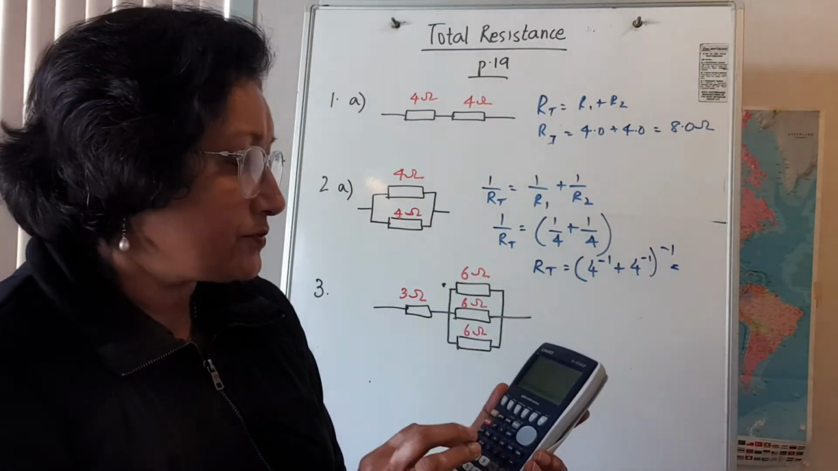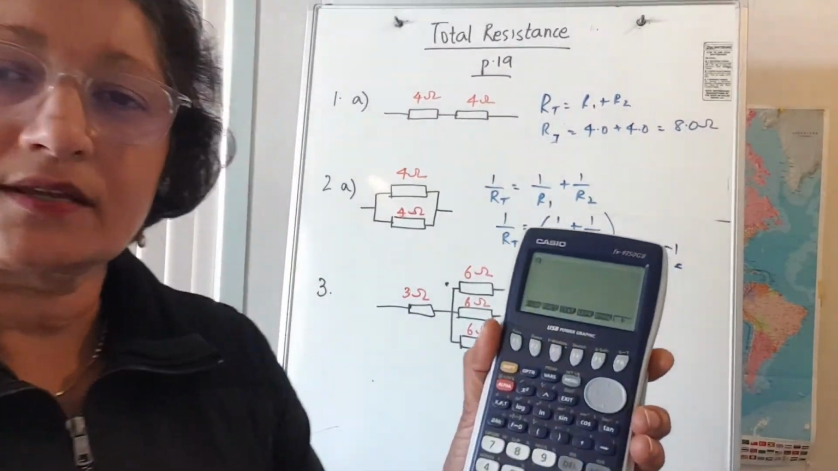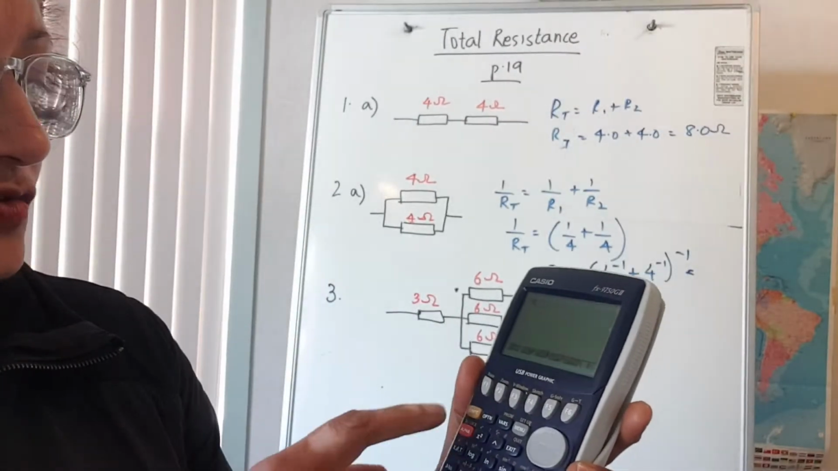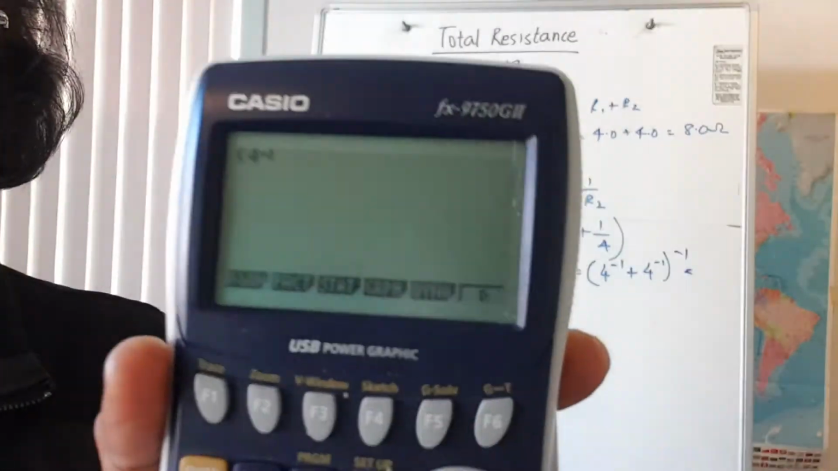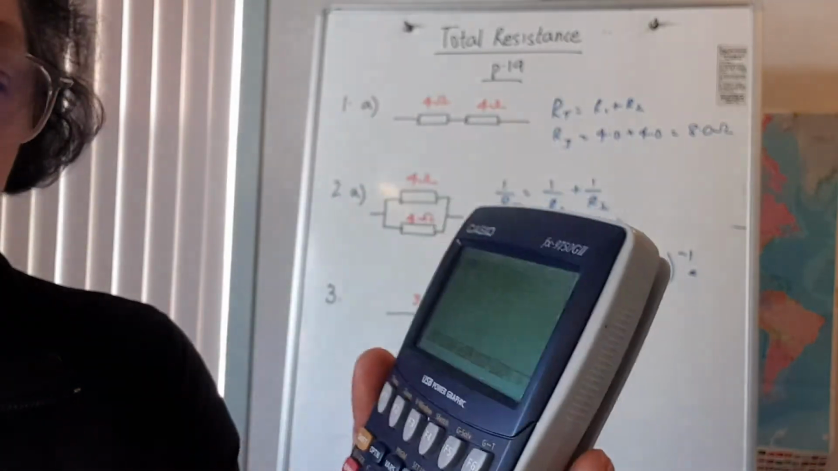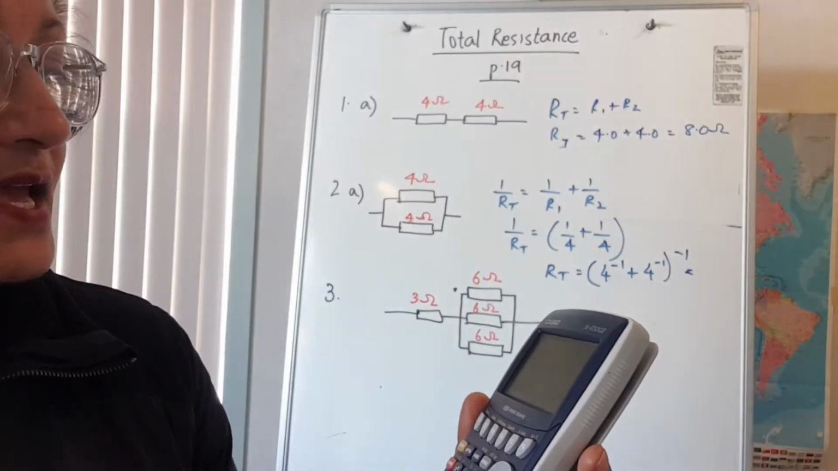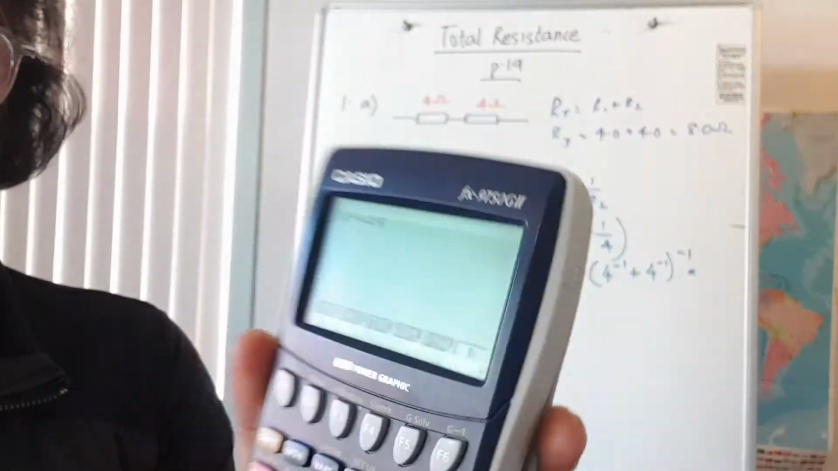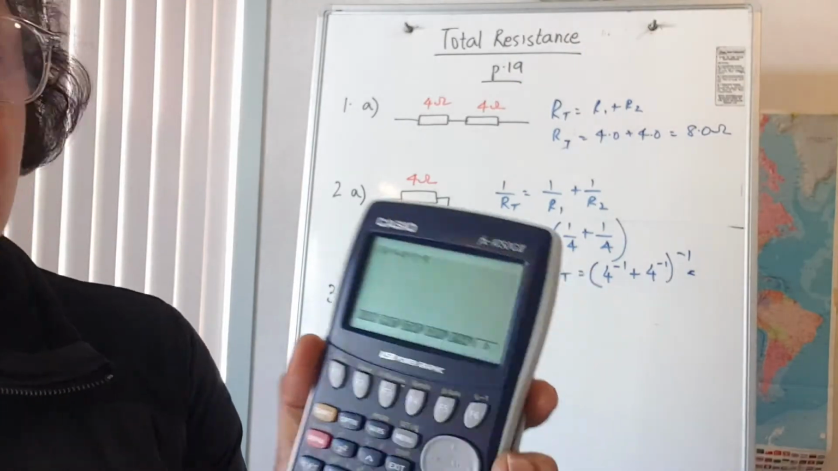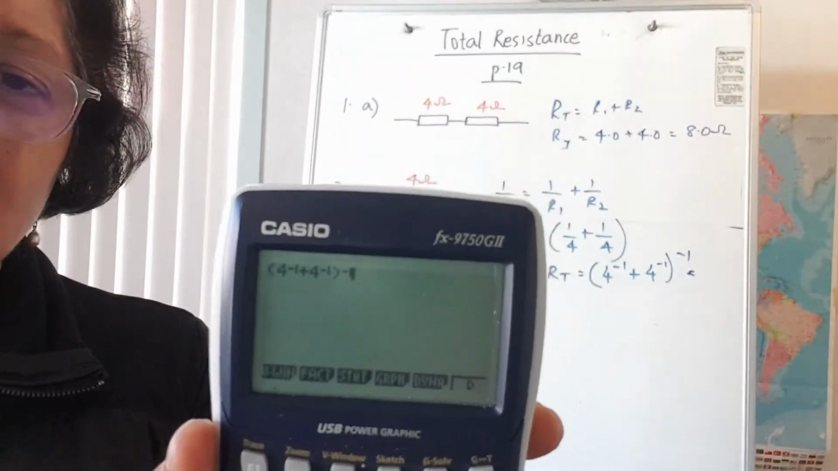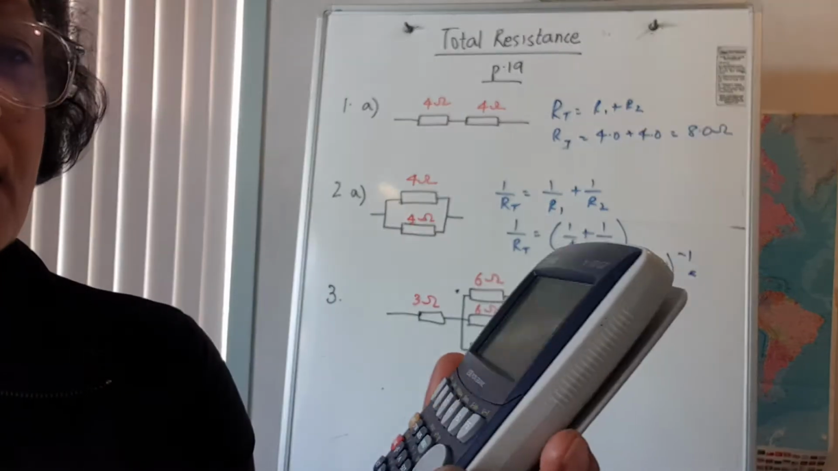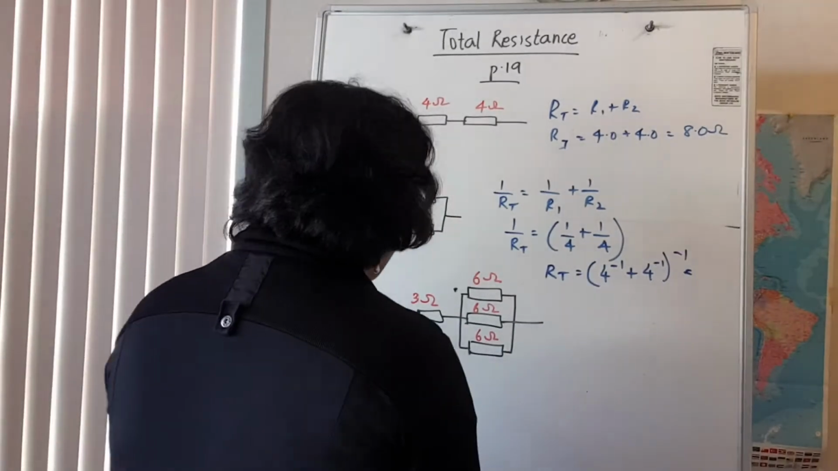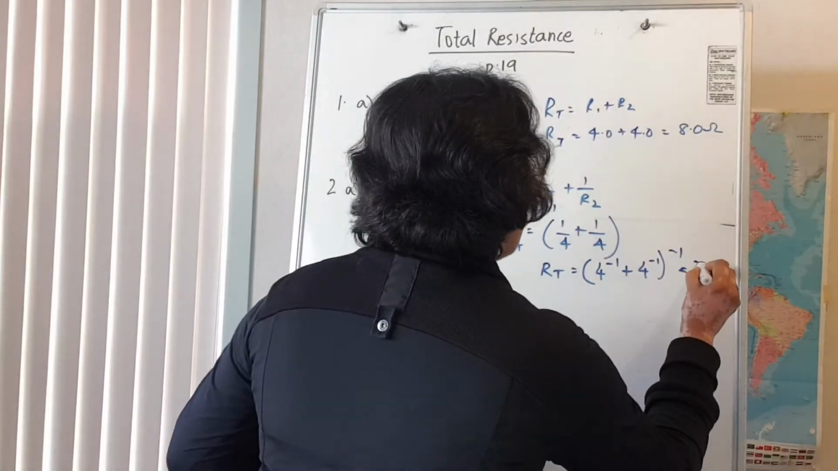When it's in parallel, you just go open brackets, and I'm just going to bring my calculator close so that you can see what I'm doing. So you open brackets and you just go 4 shift that, so you get 4 to the power of negative 1, which is the same as 1 over 4, plus another 4 shift that, close bracket, shift that. So what I've got on my calculator matches exactly what I've written on the board, and that's equal to 2. So you get the answer in one step. And the answer is 2 ohms.